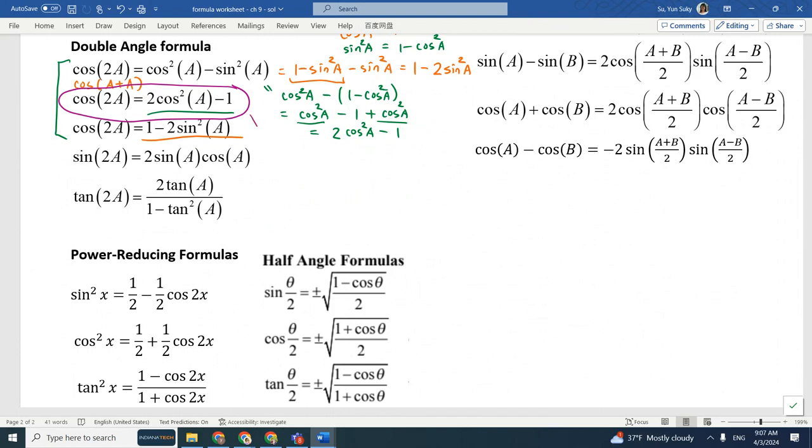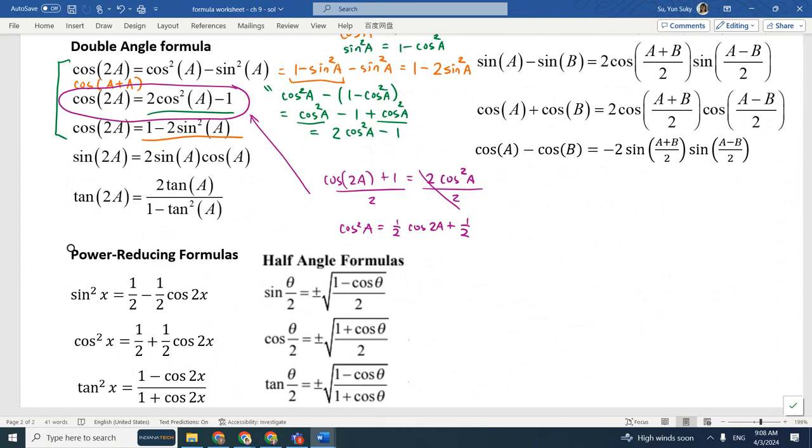Okay, so look at that formula and then solve for cosine square. Well, what do you do? You add 1 on both sides. And then you divide by 2 on both sides. You can then express cosine square a as 1/2 cosine 2a plus 1/2. Is that okay, everybody? How we derive the cosine square? Cosine square is 1/2 plus 1/2 cosine 2x.